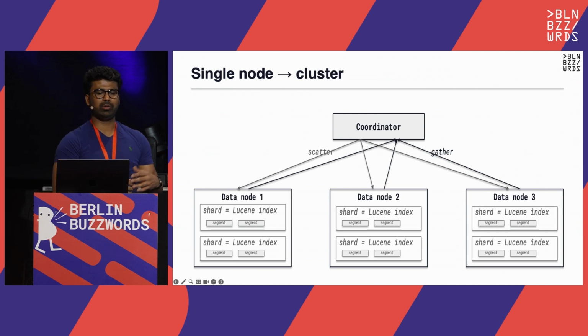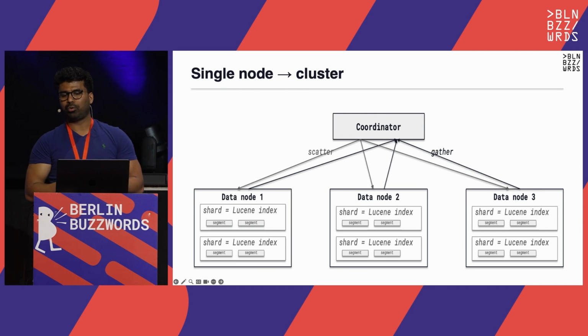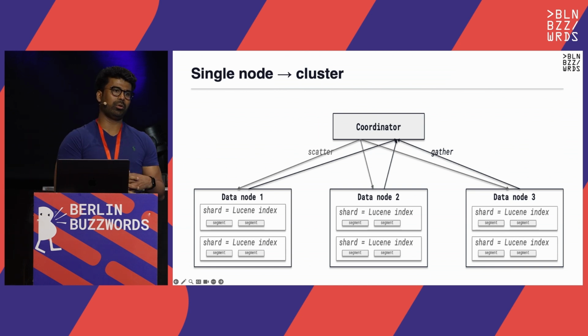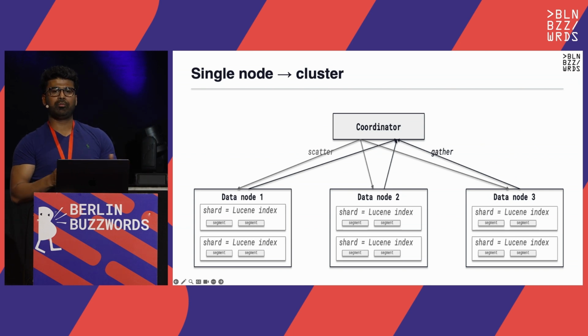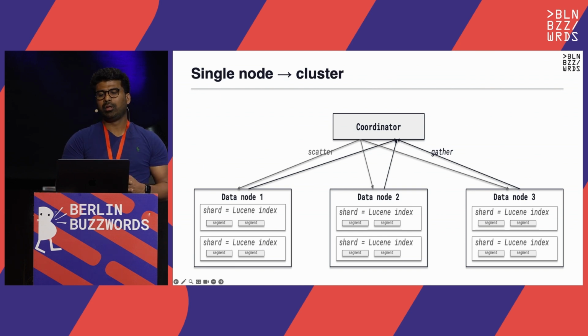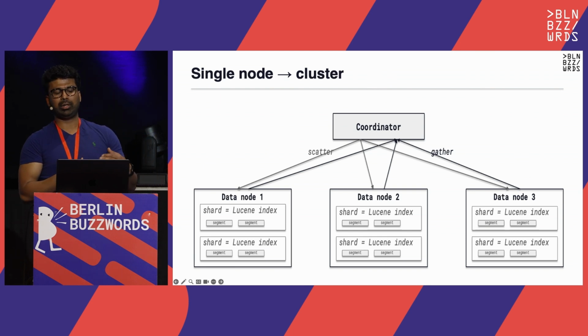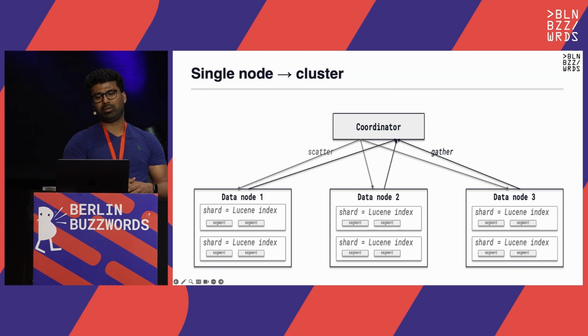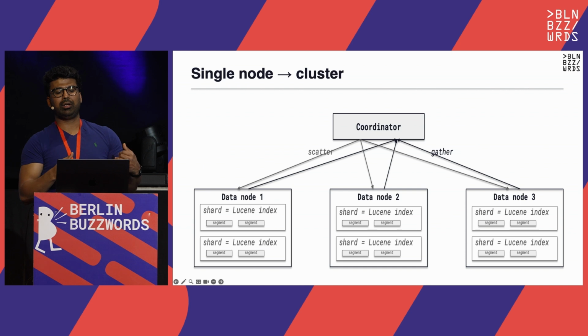For every search request, the request lands on a coordinator node, and it's a scatter gather protocol. The coordinator will forward the search request to all the different shards for that index, and every OpenSearch shard is nothing but a Lucene index. Those shards execute the query and send the results back to the coordinator, and the coordinator aggregates those results and sends them back to the client.